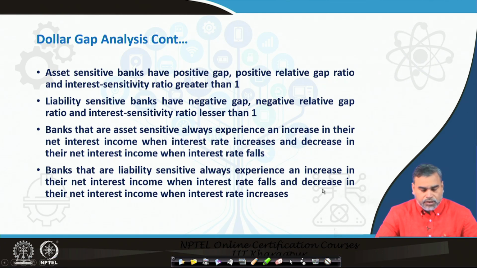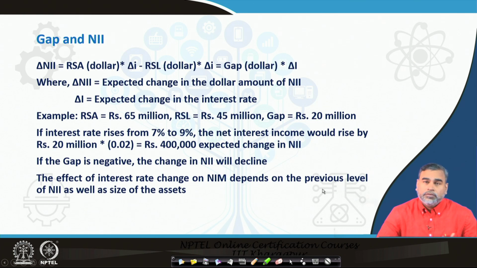Then, if you want to have a relationship between the gap and the net interest income, how can we find that out? The basic objective is: if you know the dollar gap and you know the change in the interest rates in the market, what is the impact of that change in interest rate on the total net interest income of the commercial bank? That can be established by establishing a relationship between the dollar gap and the net interest income of the bank. Let us see how it is done.